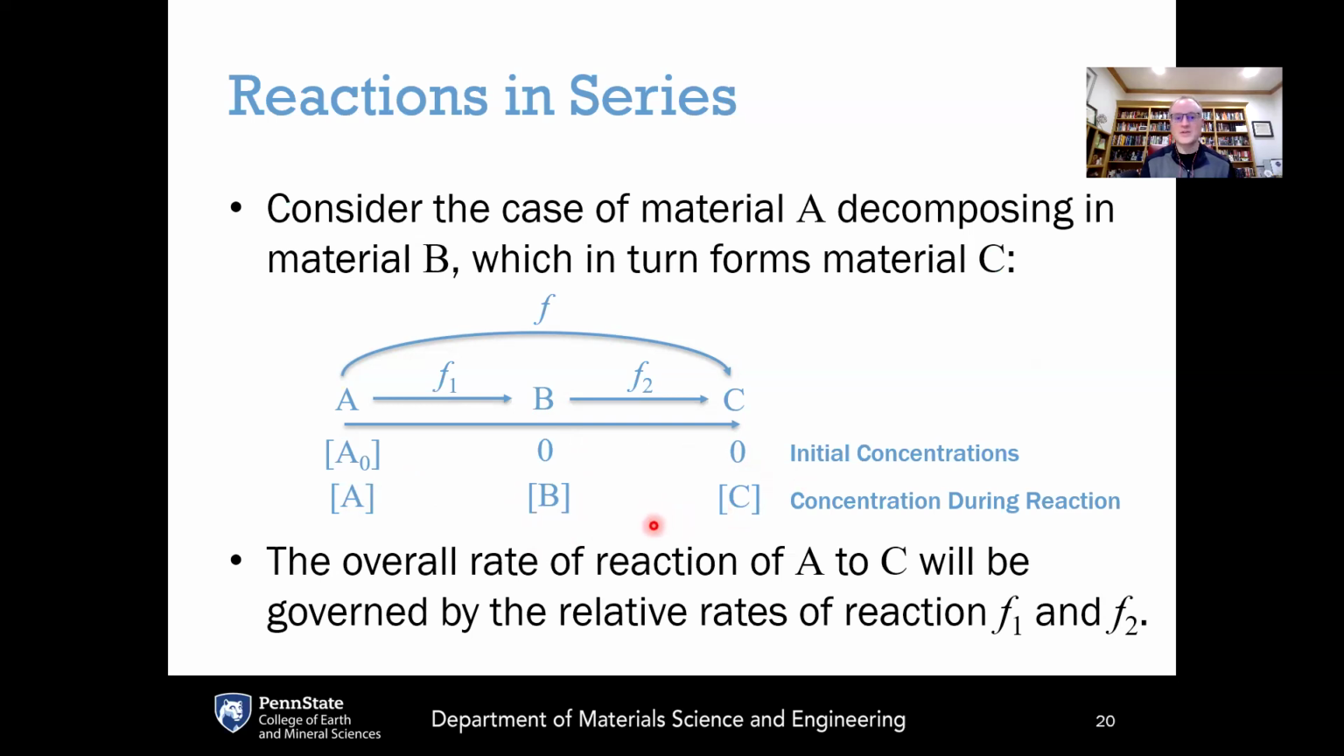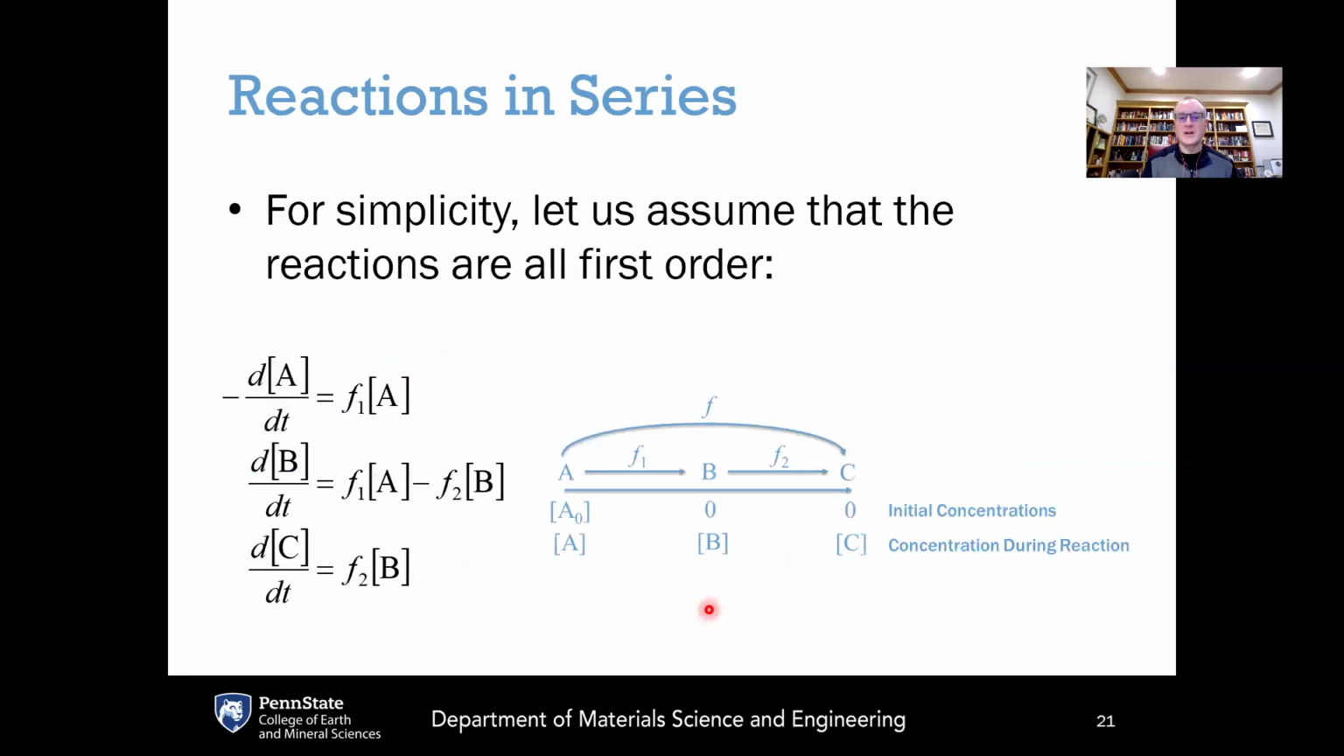Now, with these reactions in series, the overall rate of the reaction, in this case from A to C, is going to be governed by the relative rates of reaction k1 and k2. So how fast is it going from A to B versus how fast is it going from B to C? Whichever one is slower is going to be the rate limiting reaction. And so if you are a chemical engineer, what you would need to do if you want to accelerate the reaction is to come up with a way to accelerate that part of the reaction.